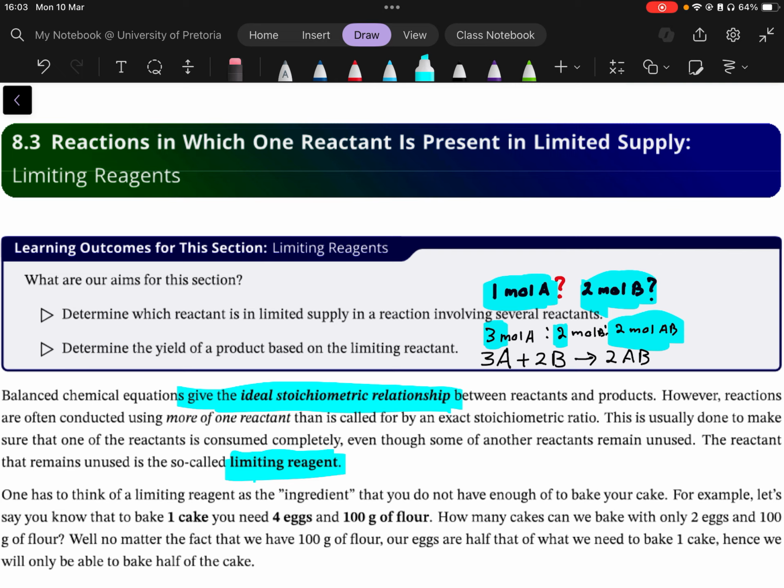So this is what this section is about. If one reactant is present in limited supply, so meaning like A, it will dictate how much of B will react, and then hence how much of B will remain over in excess, how much extra of it is there, and how much of AB will be able to form. All right, because it will not form this so-called ideal amount, it will form a different amount because we have a different ratio as we have here.